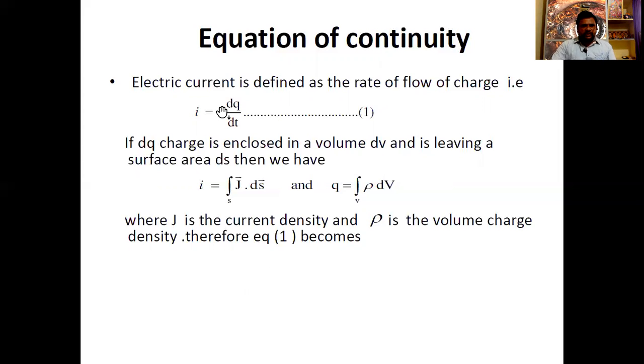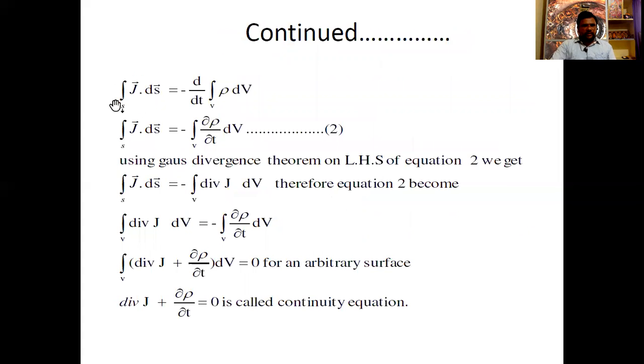Therefore, equation one can be written by using these two equations. We can write this equation as follows: the surface integral over S of j bar dot ds bar is equal to minus d by dt of the volume integral of rho dv.